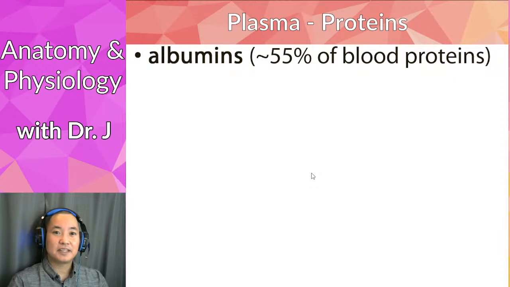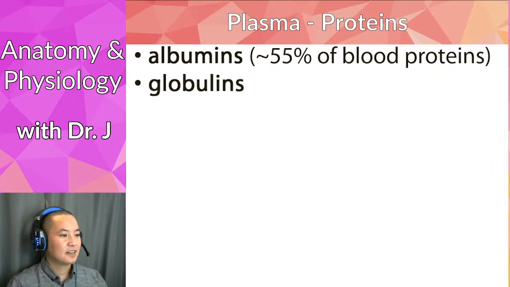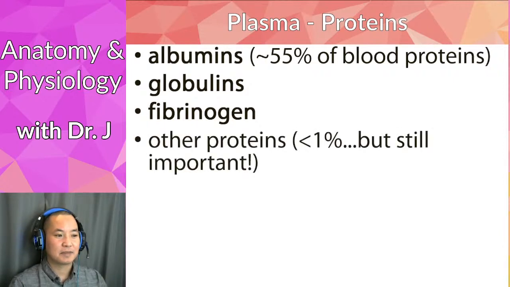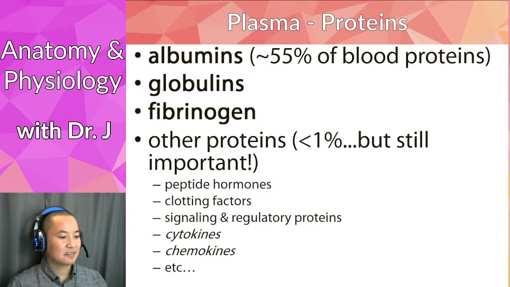Now, proteins. There are many types of proteins. Albumins make up the majority of the blood proteins, not the vast majority, but around 55%. Now you also have globulins, and globulins also have subcategories as well, which we'll get through soon. Fibrinogen, we'll cover more when we talk about clotting, and there's other proteins as well that make up less than 1% of the mass of the total proteins in plasma, but they're still important. Like our hormones, our clotting factors, cytokines, chemokines, these have very powerful effects because they do trigger receptors and all these hormonal changes or immune system effects as well.